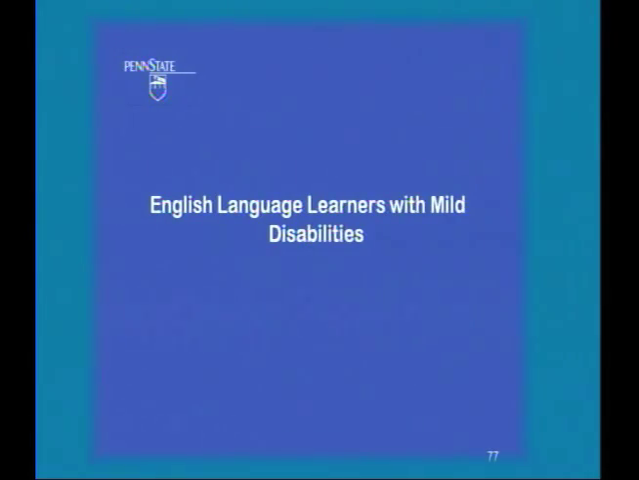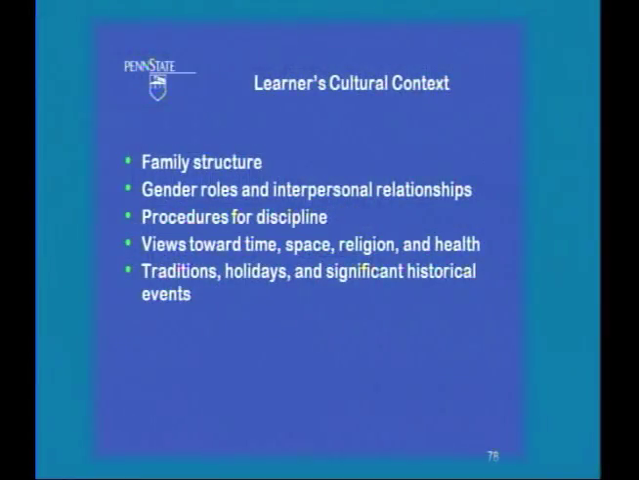Briefly, let's look at English language learners with mild disabilities. There are special considerations for these students. When working with these students, it's important to consider their family structure, their gender role in interpersonal relationships. Students from different cultures, their families may view disability in a different way than we do in the United States, and so that needs to be considered.